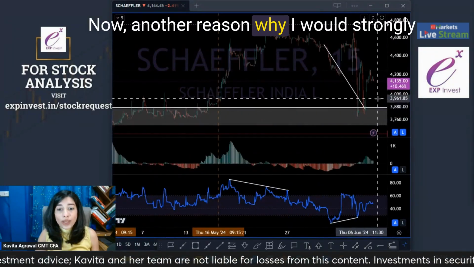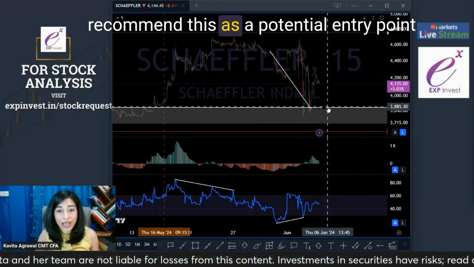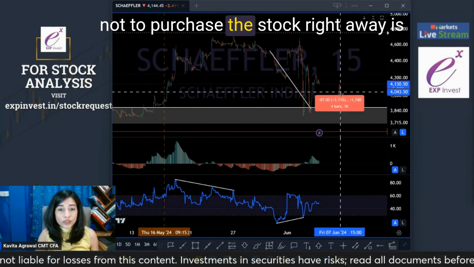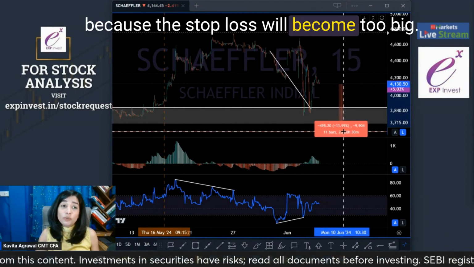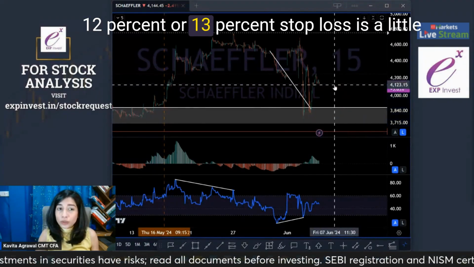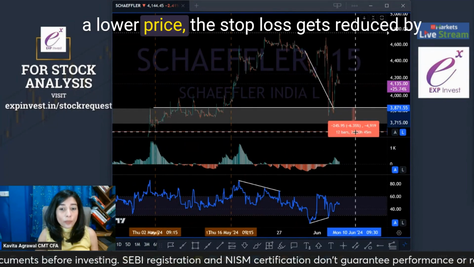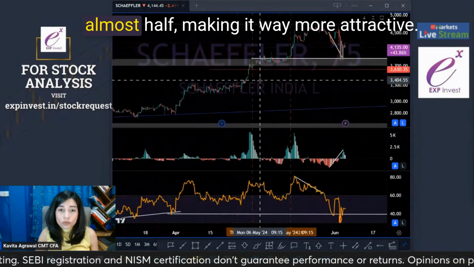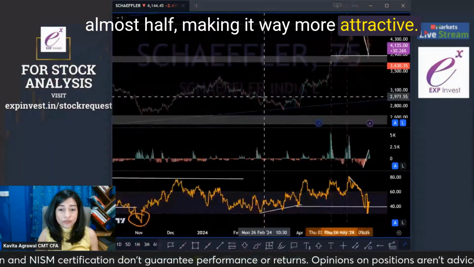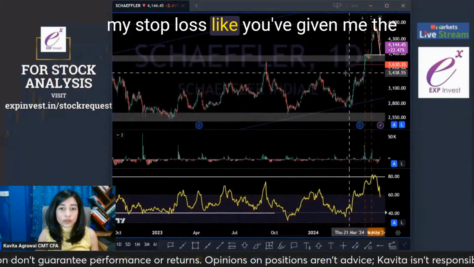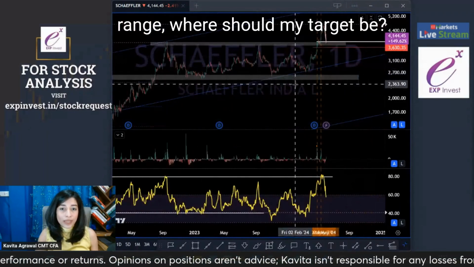Now, another reason why I would strongly recommend this as a potential entry point and not to purchase the stock right away is because the stop loss will become too big. A 12% or 13% stop loss is a little bit too big, but if we can capture the stock at a lower price, the stop loss gets reduced by almost half, making it way more attractive. So the next question is, you've given me the stop loss, you've given me the buy range, where should my target be?